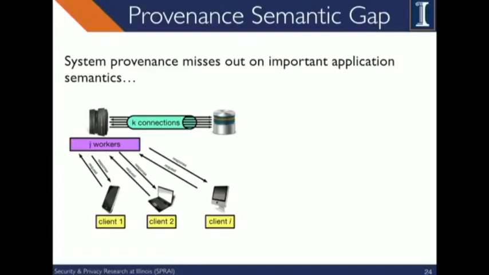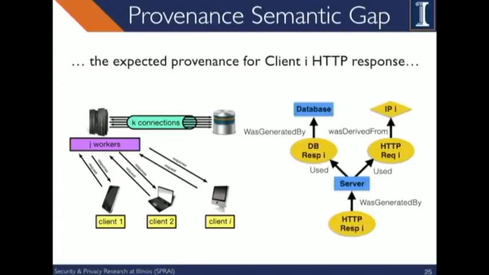Let's think about what the provenance of an individual web request might look like. I'm client I. I send a request to Facebook.com or what have you. Facebook processes the request, queries some data store, and sends me back some results. So we might expect that our provenance would look something like this, right? The web application received my request. It used some information that was provided by the database, and then it sent me back a web response, right?